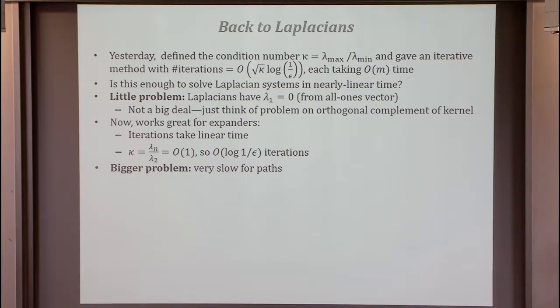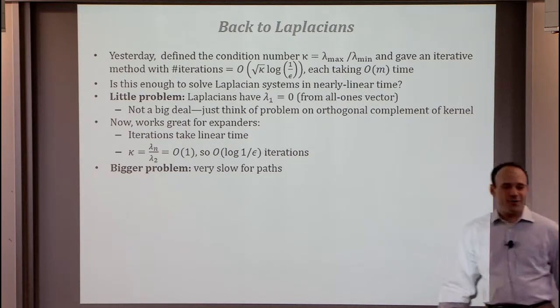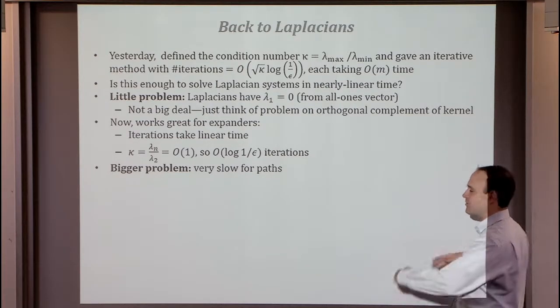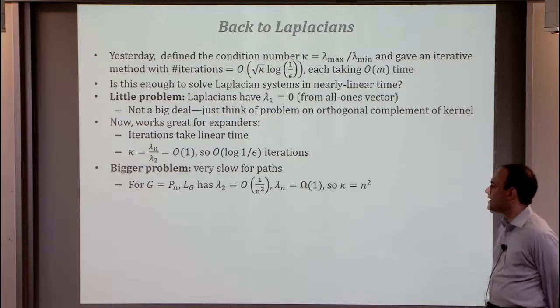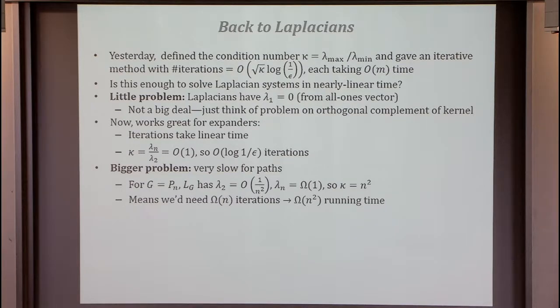And the real problem is that the opposite of an expander, a graph that has very small lambda 2, is going to immediately break this, right? So if I give you a graph with sparse cuts, something's going to go wrong. And the thing that really exemplifies this is paths, where I said yesterday the condition number is n squared, right? The smallest eigenvalue is 1 over n squared. And that means that we have n iterations, because it's the square root of that. And that's a really not good algorithm for what we're going to do. Are there any questions on that?